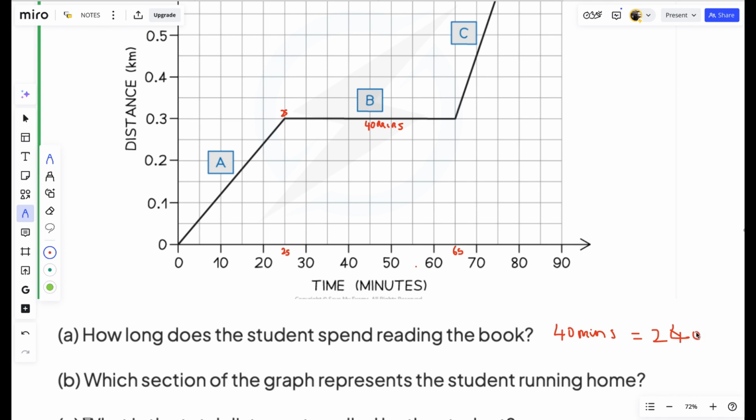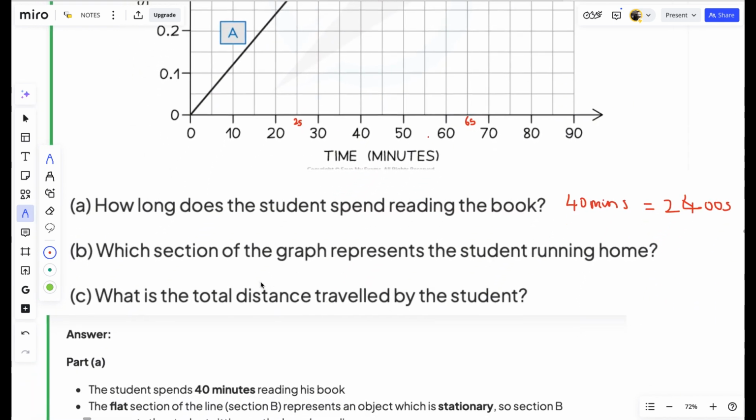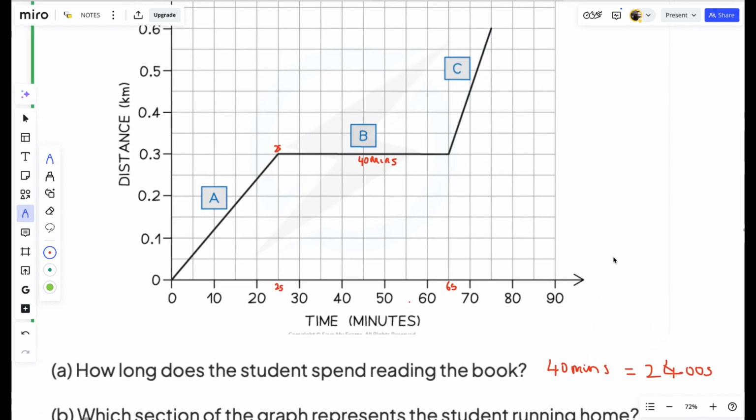2,400 seconds. This is the time they spend reading the book. Now, which section of the graph represents the students running home? Running home is a greater speed. This one is a greater speed.